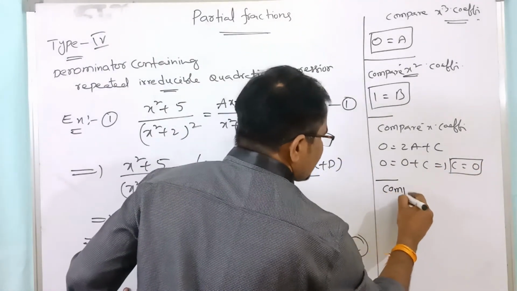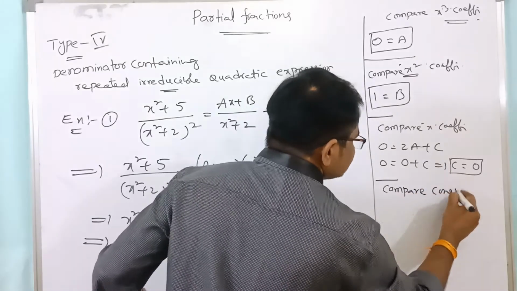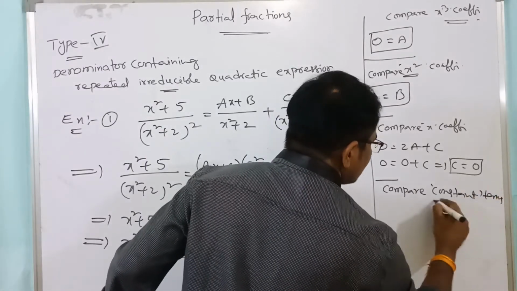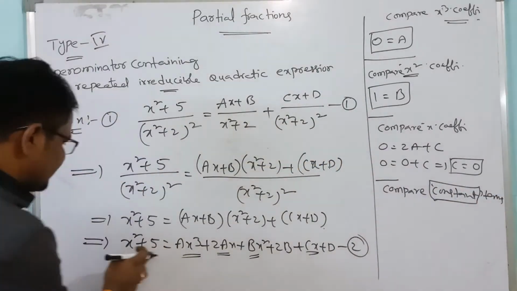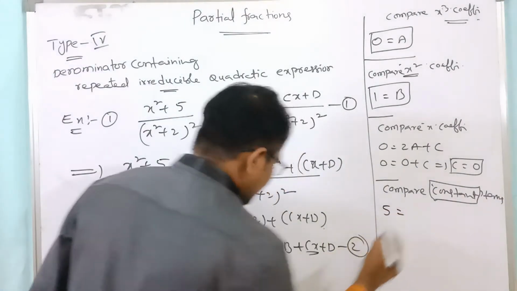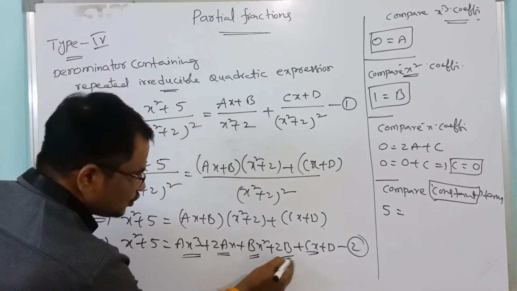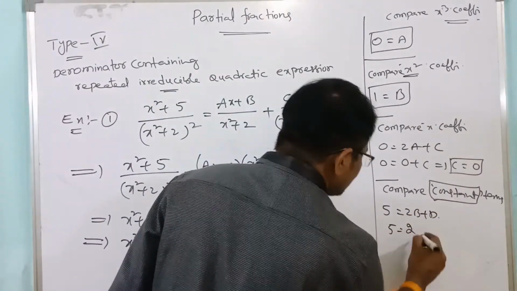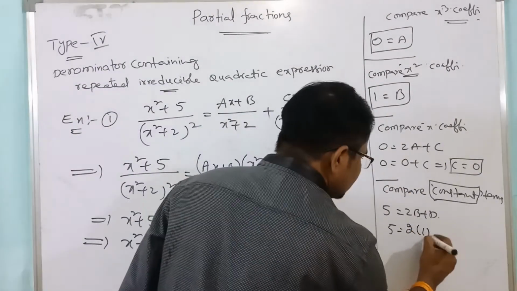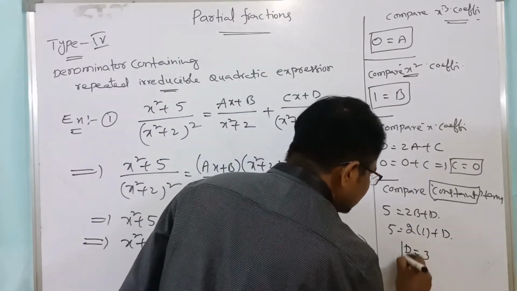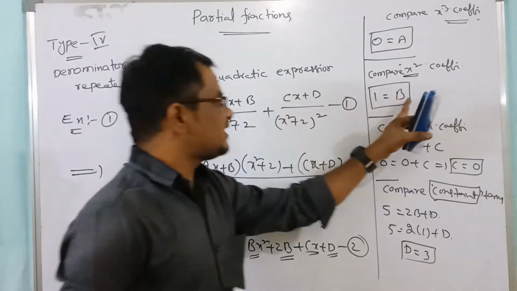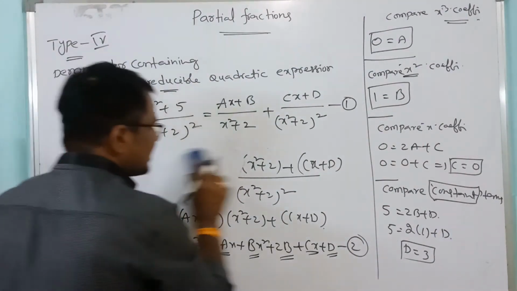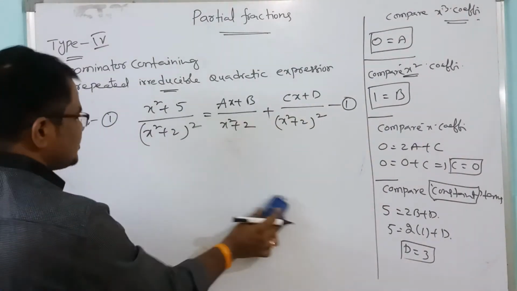Next, compare constant terms. The left side constant is 5, and the right side constant term is 2b plus d. Now 5 equals 2 into b, b is 1, plus d. Now d equals 3. Now a value 0, b value 1, c 0 and d equals 3. These 4 values we have to substitute in equation number 1.